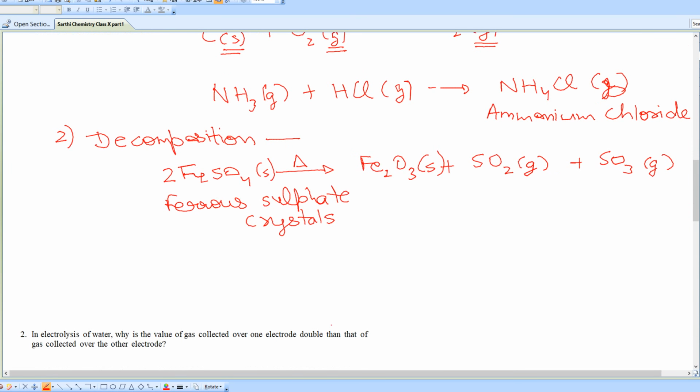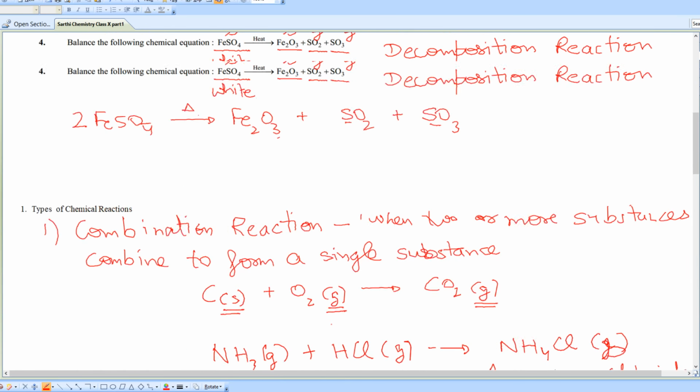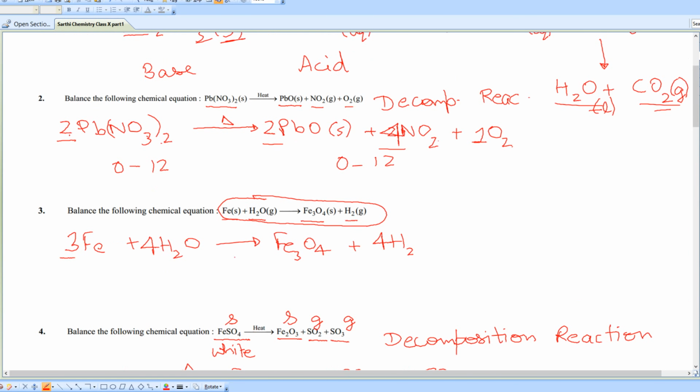Now, other examples can be decomposition of lead nitrate to form nitrogen dioxide and oxygen gas that we studied above here. This is also a decomposition reaction. The decomposition of lead nitrate to form lead oxide, nitrogen dioxide, and oxygen gas.